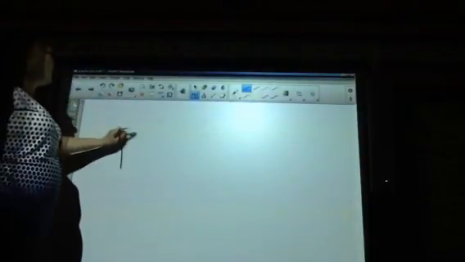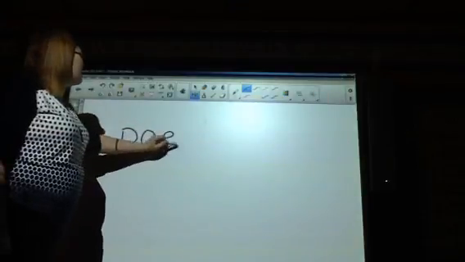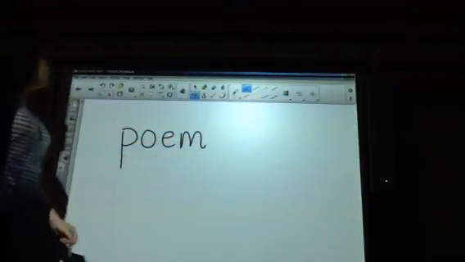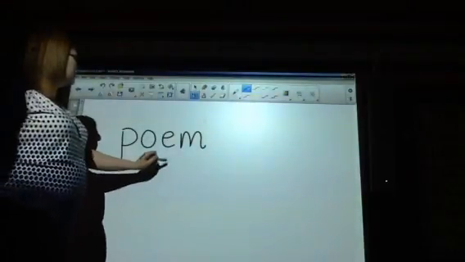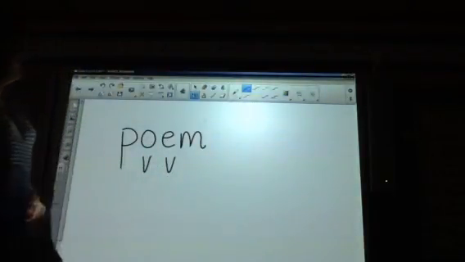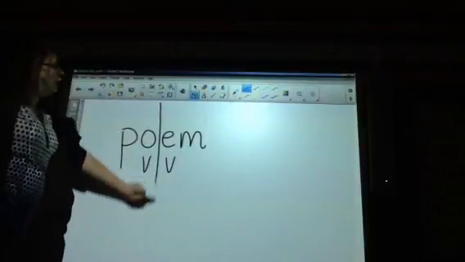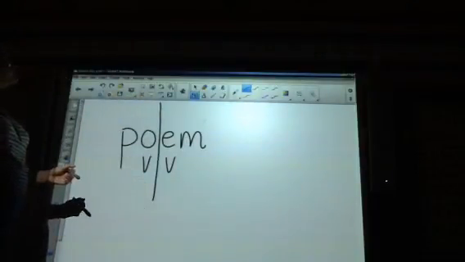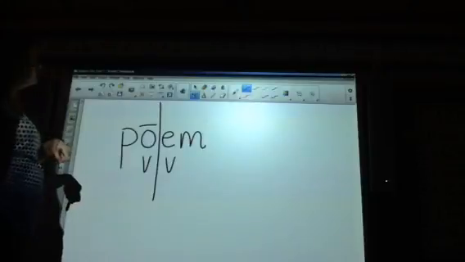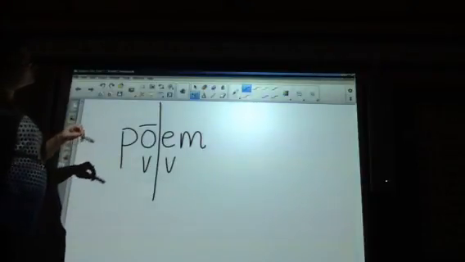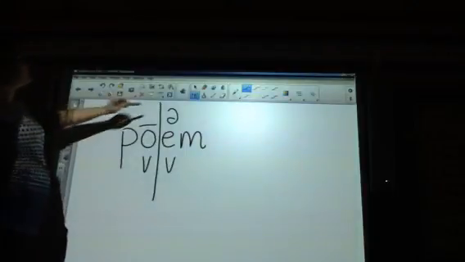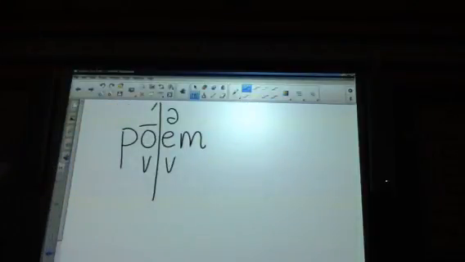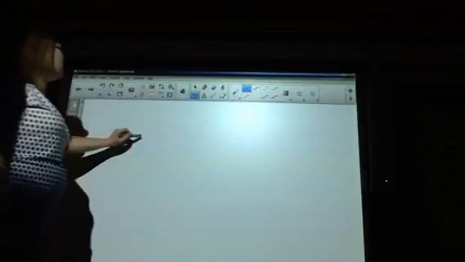Yeah. Yes. This is a phone. Put these under O and E. Divide the VV. And then put a macron above the O and a breve above the E. A schwa above the E. Where's my accent go? First syllable. So what is that? Poem. Poem. Okay.